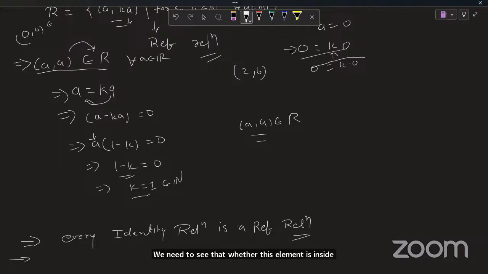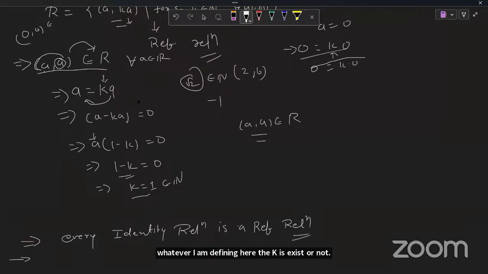So firstly we have seen for (0, 0), it's done. Then we see for any general element A. For any general element A, we assume that this particular thing is inside R. So if it is inside R, it means that A can be represented in the form of KA. So for that, I need to find this K. If I am getting something like √2, it cannot be inside N, right? √2 is not a natural number. If I am getting -1, this -1 is not a natural number. Then in that case, we will say I cannot write it in the form of K, where K is a natural number. That is why we have to see whether this K, whatever I am defining here, exists or not. If it exists, then whether it's a natural number or not. So from here, we have seen that if you take K equal to 1, then all the things will be satisfied, and 1 is a natural number. Then I am done.